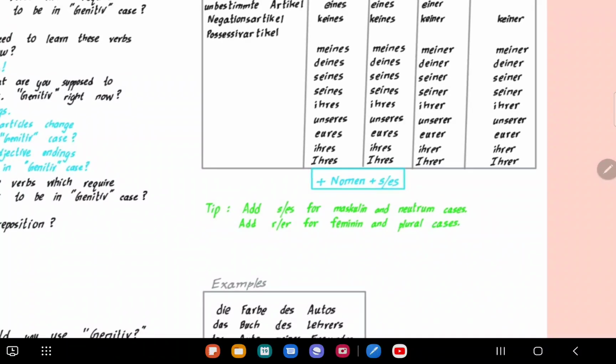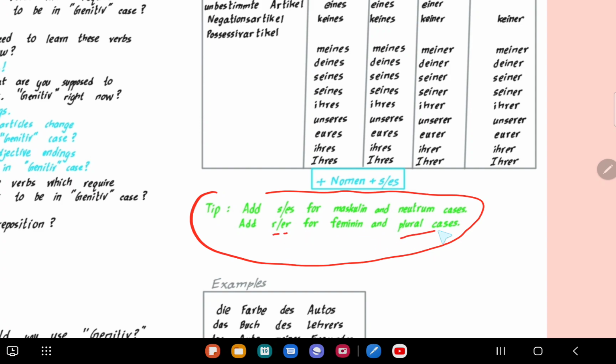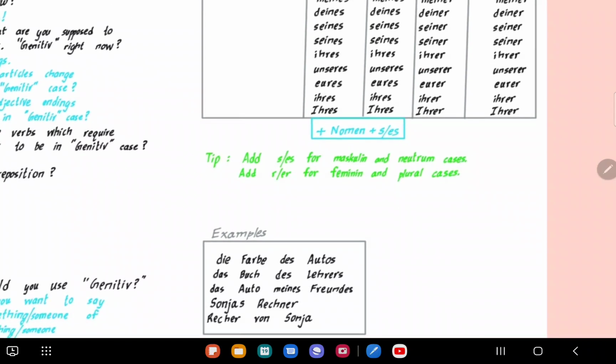Okay, here is the tip about the articles, right? So for masculine and neutrum, you add S or ES to the normal sounding article, and you add R or ER for feminine and plural cases to the normal sounding article. Examples: die Farbe des Autos, check S. Das Buch des Lehrers. Das Auto meines Freundes, you add ES. Freunds just doesn't sound correct to a German speaking person.